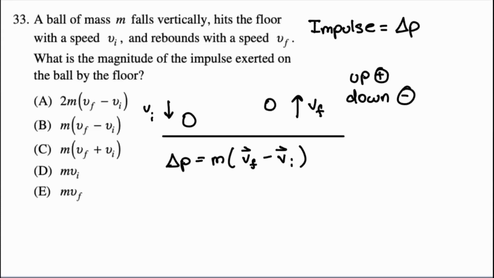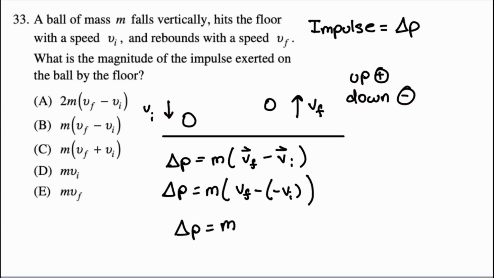So now with this information, we can say that delta P is equal to m times Vf minus negative Vi, because that vector is pointing downwards, which we've established to be negative. And now the answer turns into Vf plus Vi. So it's actually answer choice C, not B.